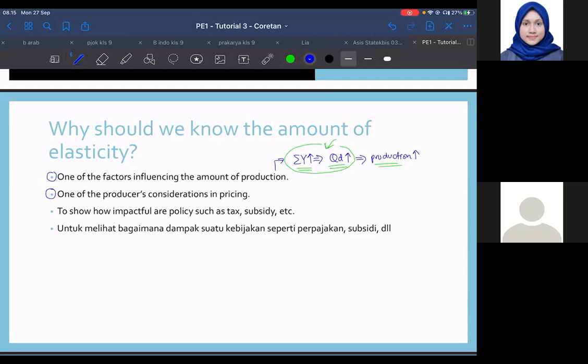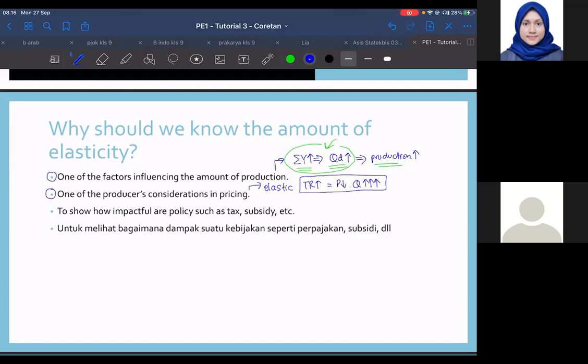This is also related with elasticity application on total revenue. For example, if you are a producer and you know that your goods is elastic, so what should you do to increase your total revenue? Later we study that if a producer would like to increase the total revenue, if the goods is elastic, the producer should reduce the price, so that the quantity will increase more.